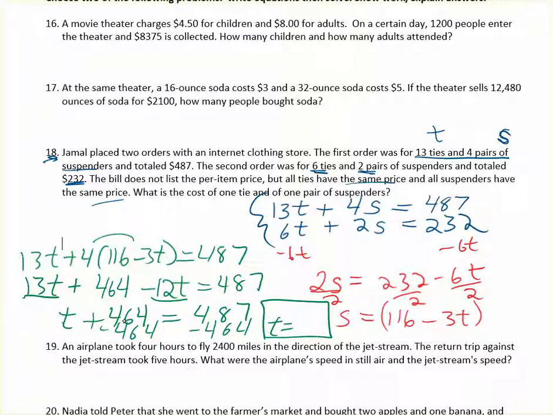After you know what t is equal to, which you will really quick, then you can plug that back into one of your equations. You could even plug it back into this one, although you're supposed to use one of the originals just in case you made a mistake somewhere. So we could plug it into this one, 6 times whatever we get for t plus 2s equals 232, and then you finish solving to find out how much suspenders cost.